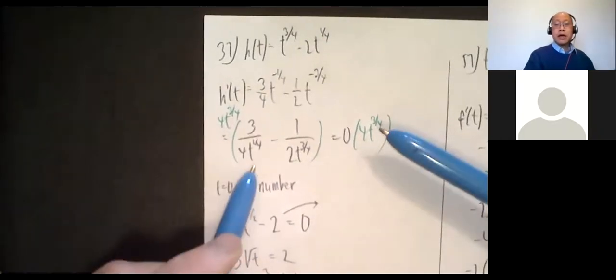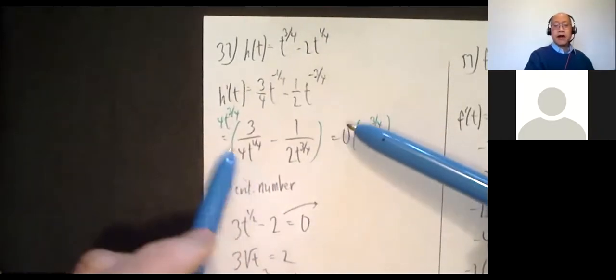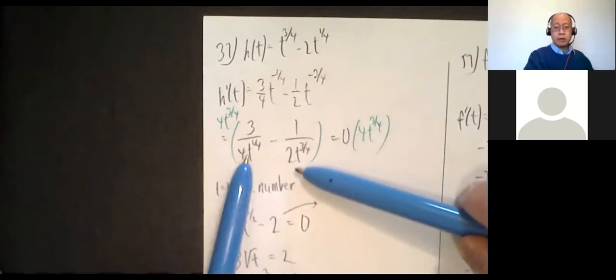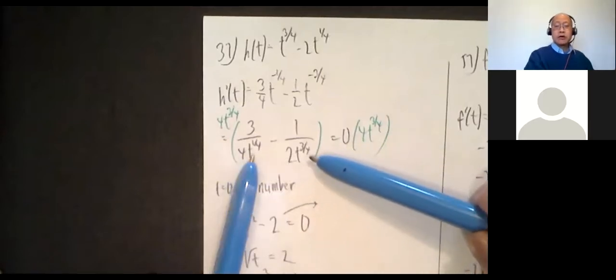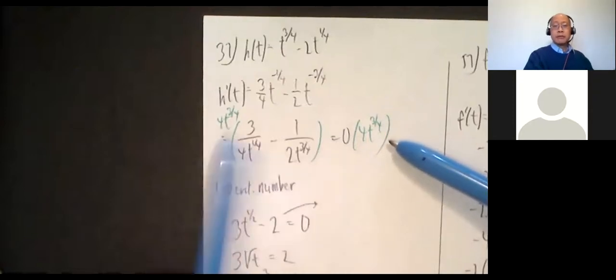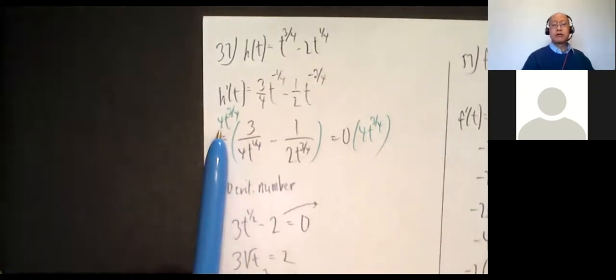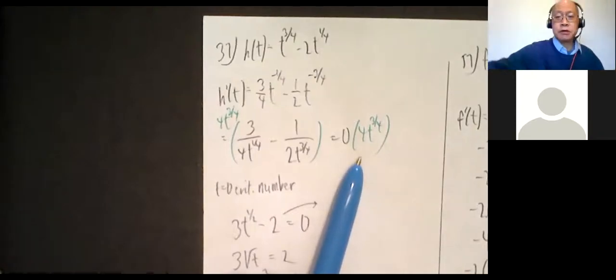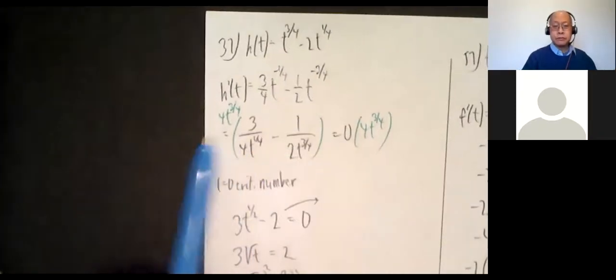All right, so now how do I clear the fraction? Common denominator for the numbers is 4, right? 4 would knock out both of these. How do I knock out t to the 1/4 and t to the 3/4 multiplied by t to the 3/4? So multiply both sides by 4t to the 3/4. And of course, if you multiply this side by 4t to the 3/4, it's still 0. 0 times anything is 0.